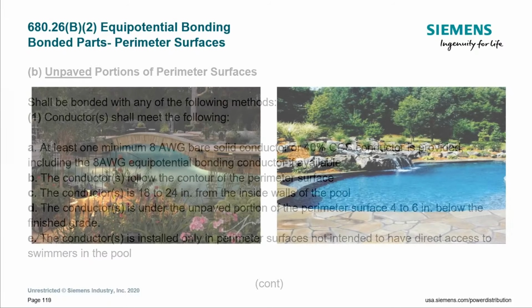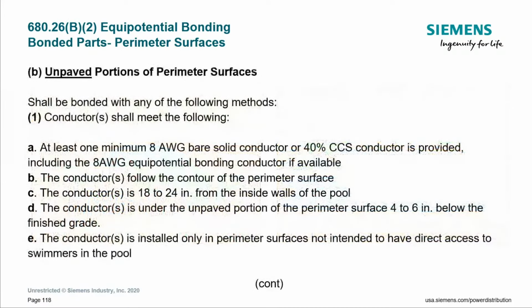Oops, get to the last one here, the language that's going to collapse. Yeah, right here. It says E. It says the conductor is installed only in perimeter surfaces not intended to have direct access to swimming in the pool. Womp, womp, womp. Okay.